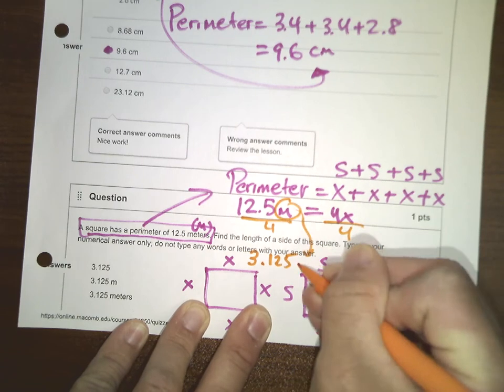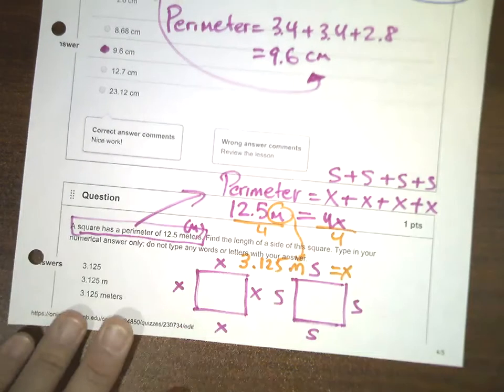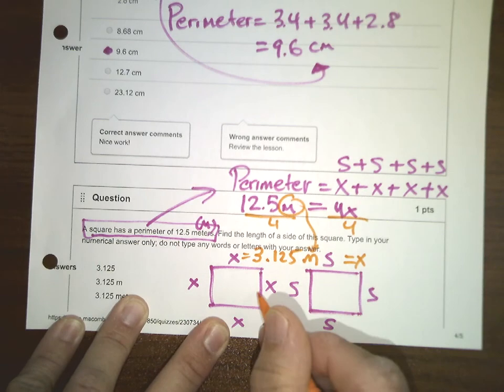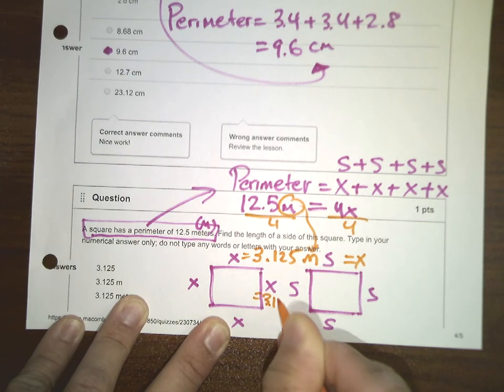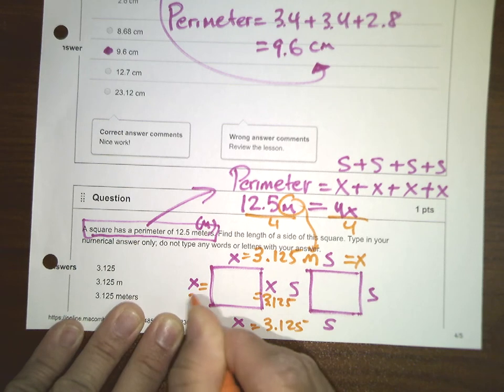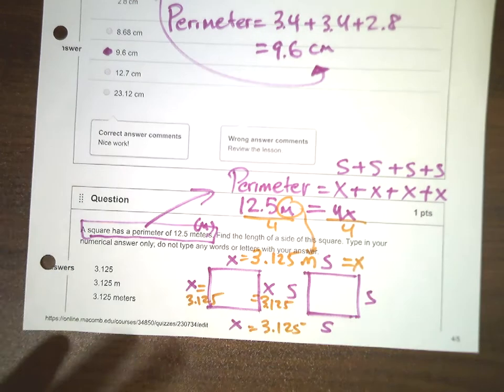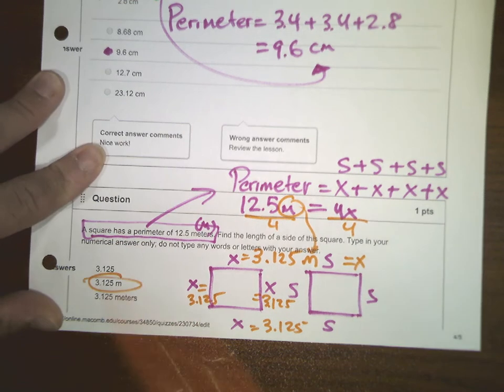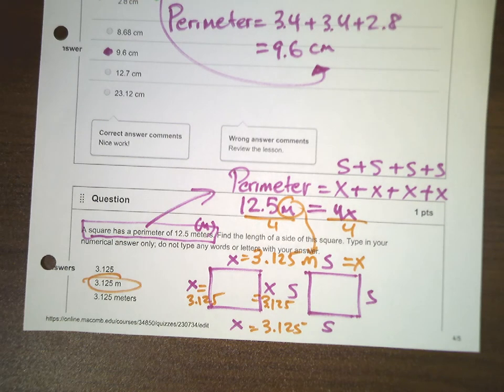And the original units were in meters. So that is the length of a side of the square. All of these x's are equal to 3.125, so each of them is 3.125 meters. What a time to be alive. All right, so let's try one more problem here.